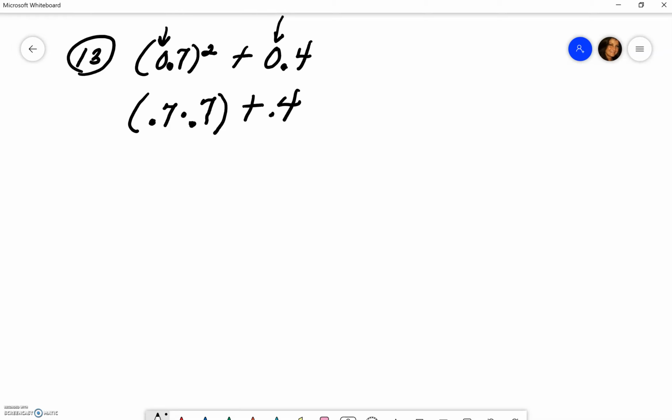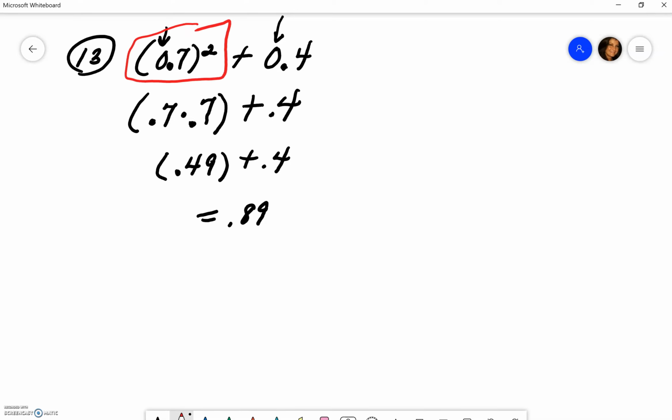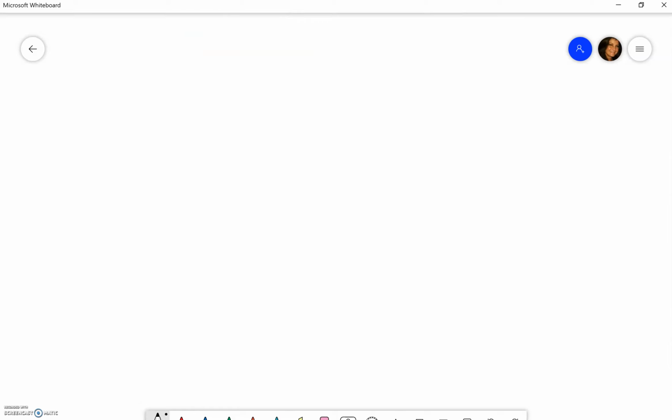All right, so the first one, when I go ahead and put that into the calculator, I will end up with an answer of 0.49. And then I'm just going to add that to 0.4. And then my final answer is 0.89. So that's all. The goal was just to get you to recognize to make sure you square this before you add in that. Now the next one is number 14. Now number 14, it's a division problem, but again, order of operations.